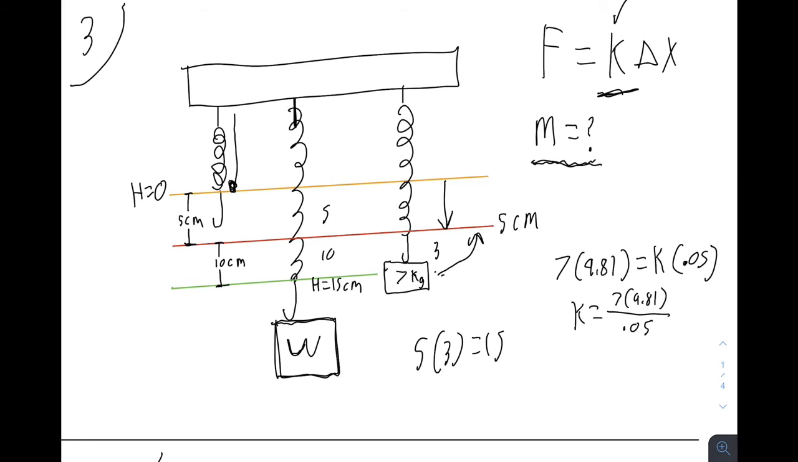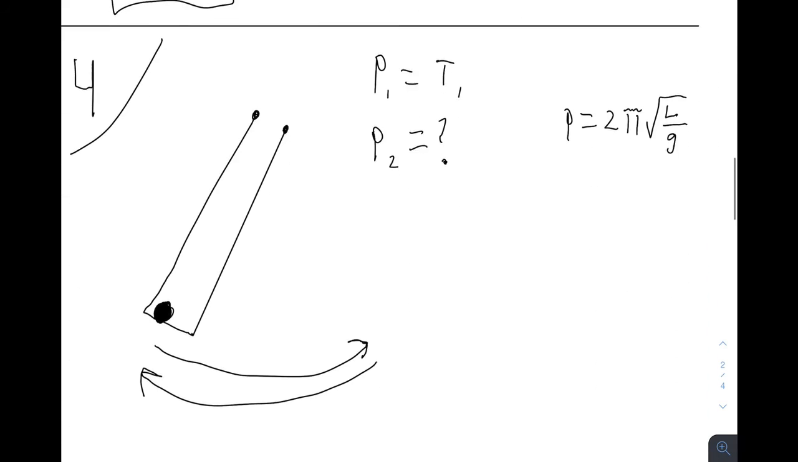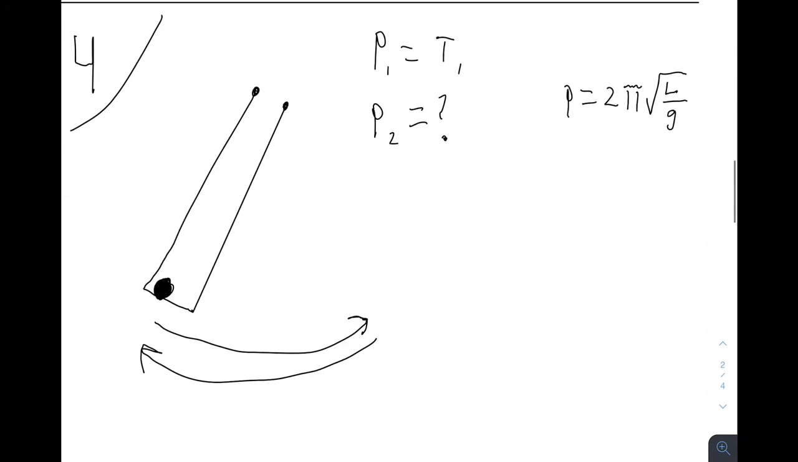Therefore, we know that this unknown mass must be 3 times this 7 kilogram mass, giving us a mass of 21 kilograms. Just a couple different ways of solving for that one. Let's say we had another situation.